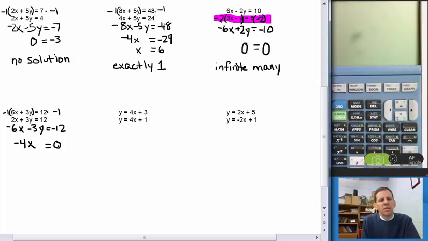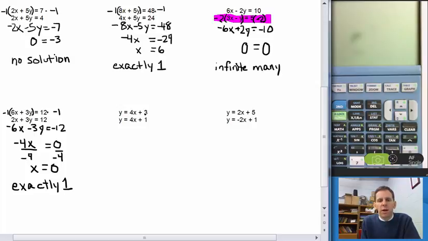Now, is this a no solution problem? Well, no, I can solve for x. I still have an x in my problem. I haven't canceled out both of my variables. And dividing both sides by -4, 0 divided by -4 is just 0. So I do get a value for x. I can plug 0 into either equation and solve for y. It looks like I have exactly one solution because I did get a value for x. So just because you get 0 as an answer doesn't mean it's no solutions or infinitely many. If there's an x or a y attached with it, then we do have a solution.